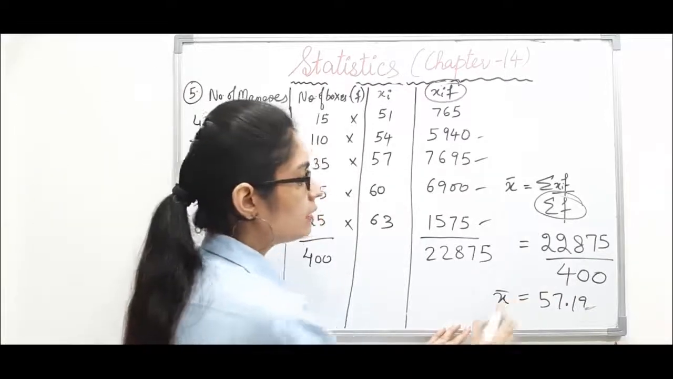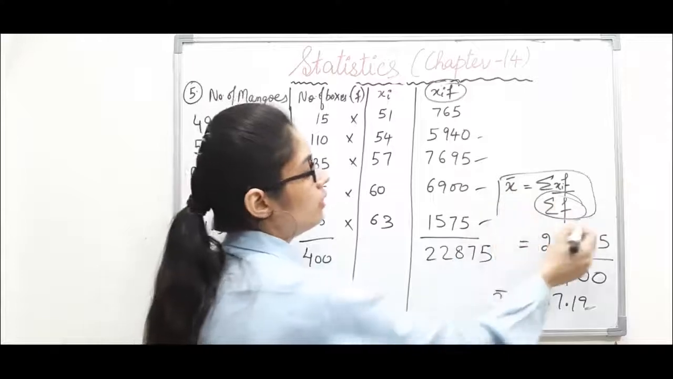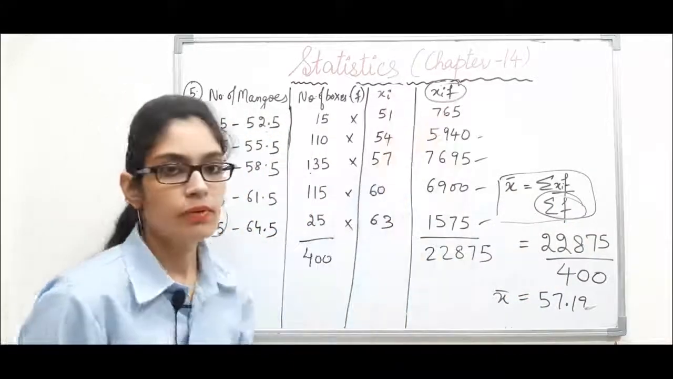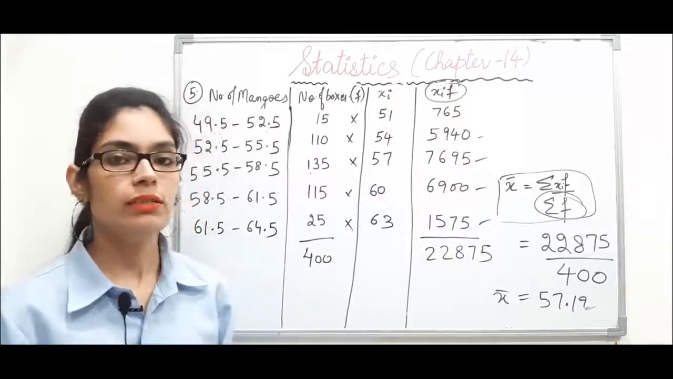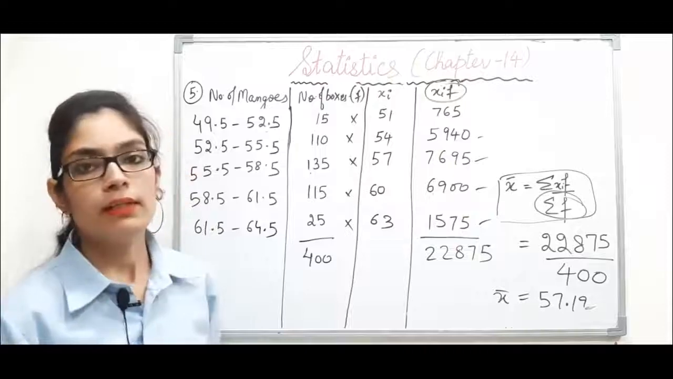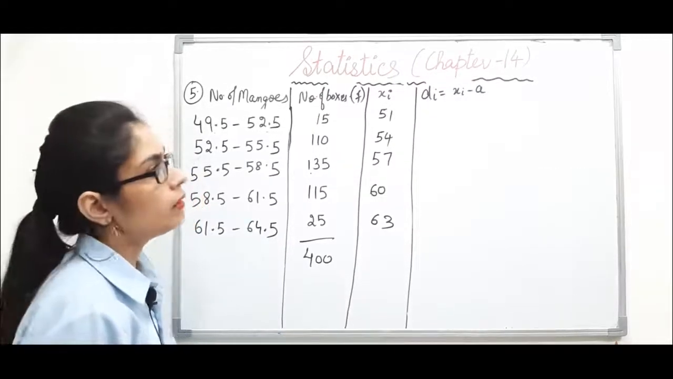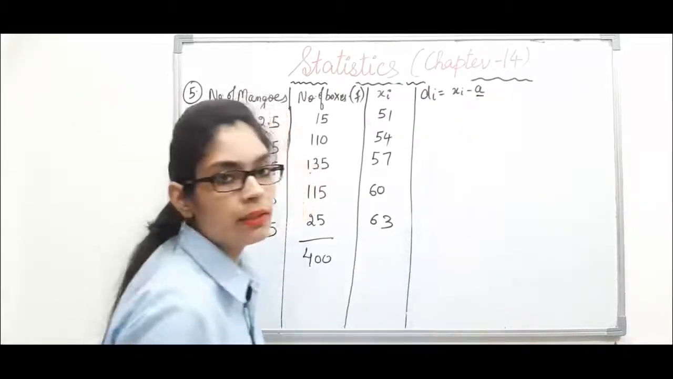Now you can see this is the direct method which we have done. The formula is this. And if you do this method, the calculations will be very big, so it will be very difficult when the numbers are big. So let us try to do this by the method of assumed mean. By the method of assumed mean, this is our assumed mean A.